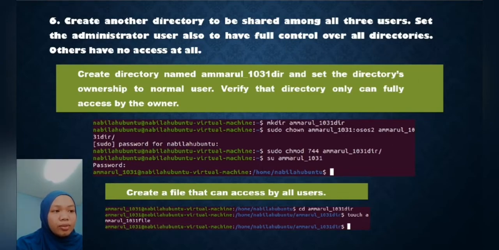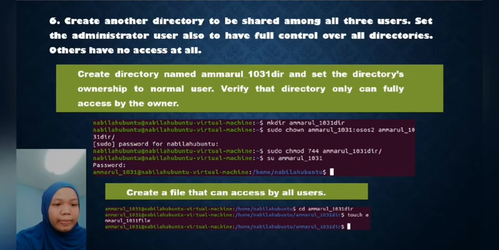Sudo chown amarul_1031:OSOS amarul_1031. Lepas tu next is sudo chmod on amarul_1031. Lepas tu the next is su amarul_1031. Create a file that can be accessed by all users. So the command is cd amarul_1031. Next command is touch amarul_1031 file.